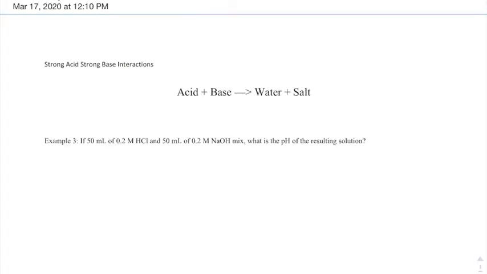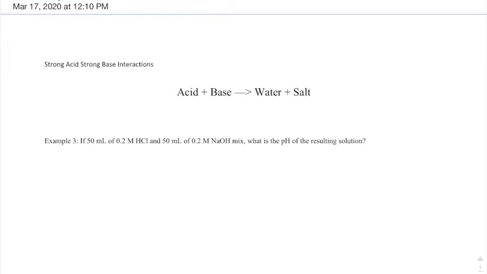Alright, so now we're going to see what happens when a strong acid and a strong base get together. There's a couple of different ways that this can end up. You could end up with more acid than base, more base than acid, or you could end up with the same. We're going to start with the first easy one, where they end up the same.